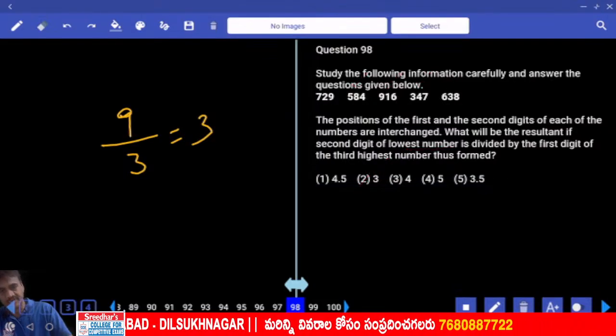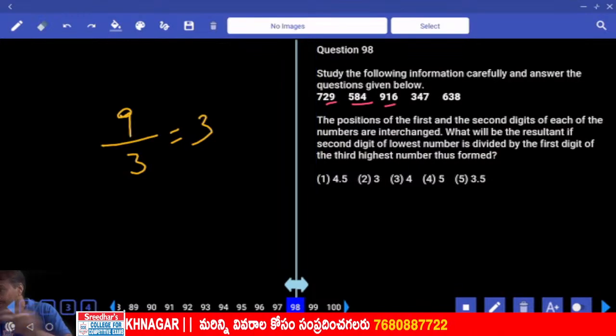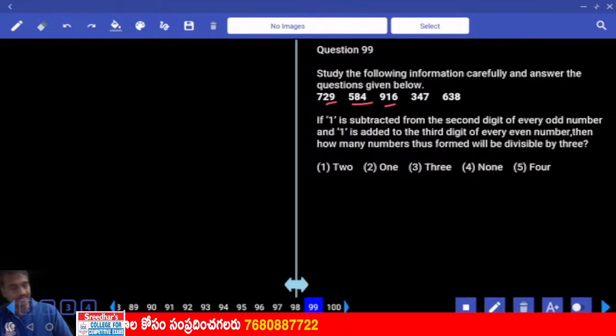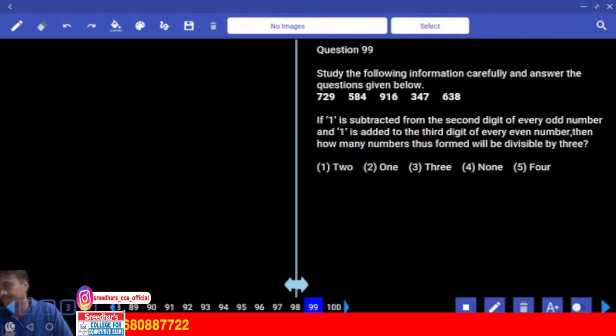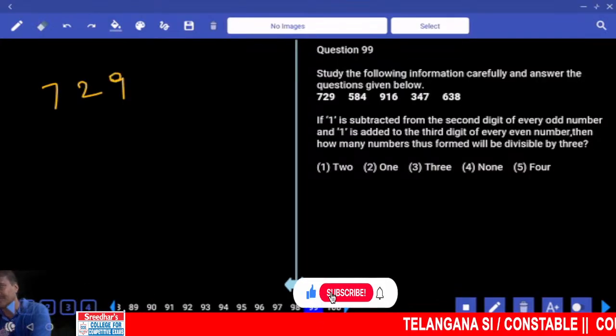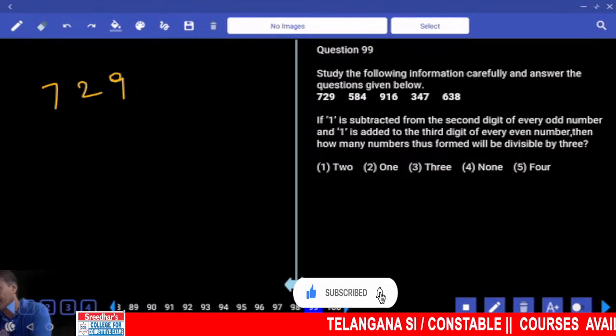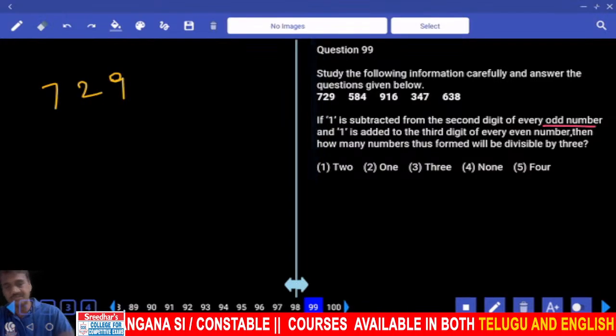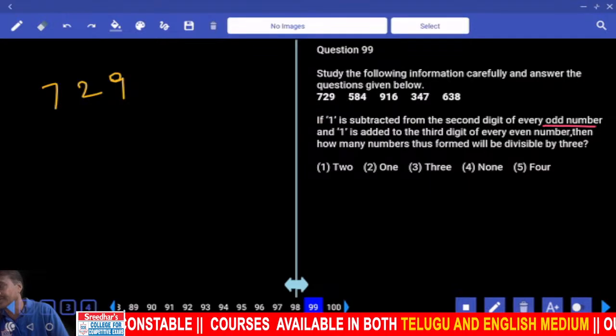For this purpose, you are not supposed to write down each and every number in detail. The next one, 99. Now in 99, 1 is subtracted from the second digit of every odd number. Second digit means in 729, if 1 must be subtracted, from where do we need to subtract 1? Every odd number, right? Odd number means from where do I need to subtract?